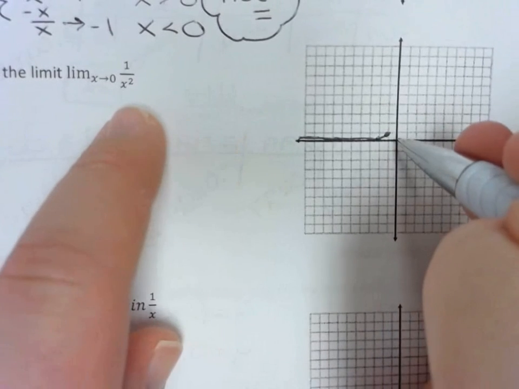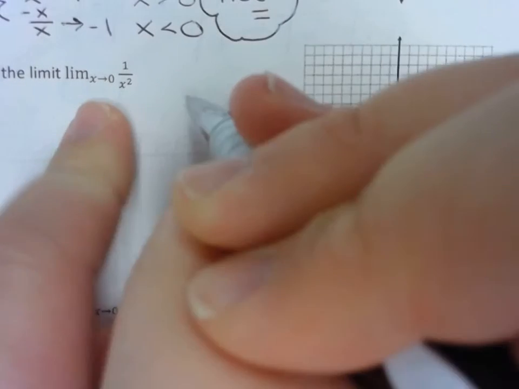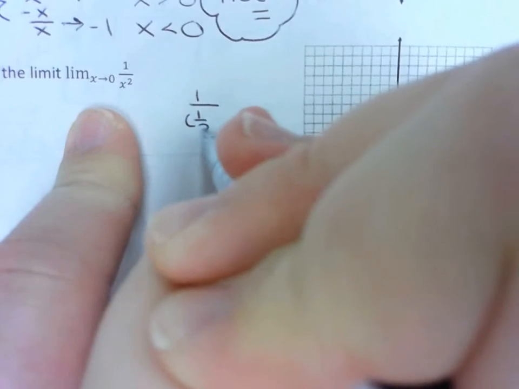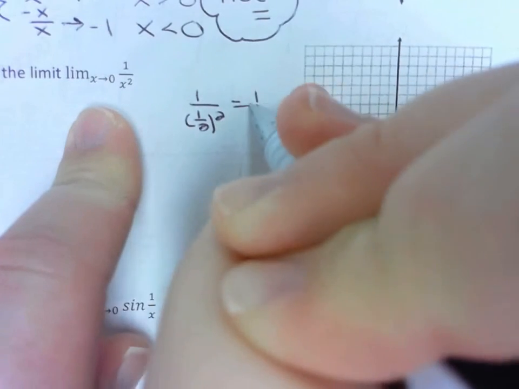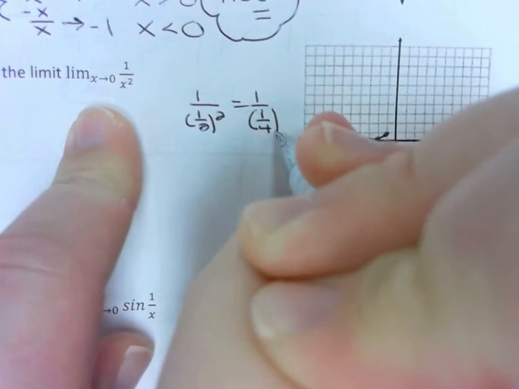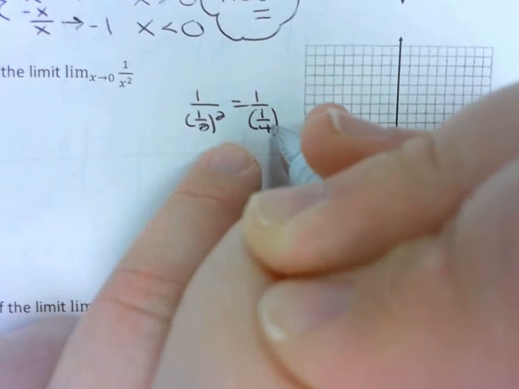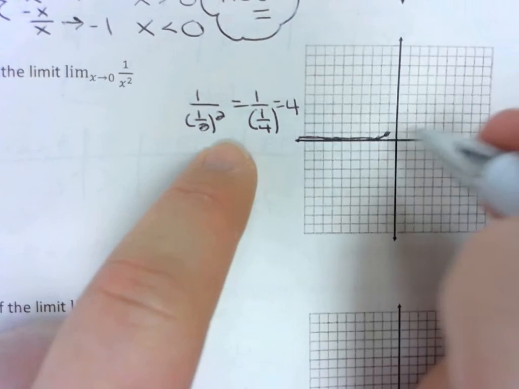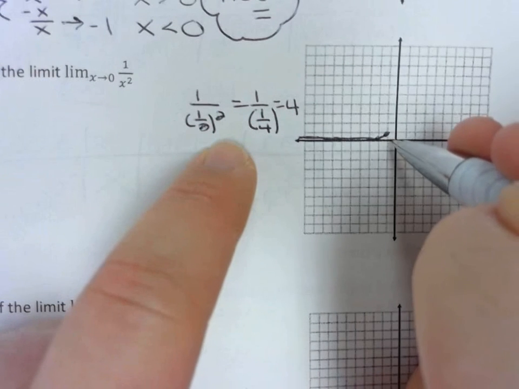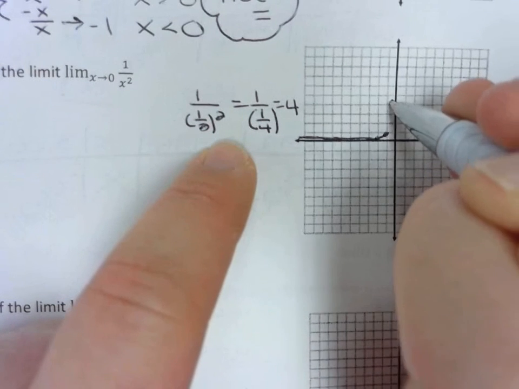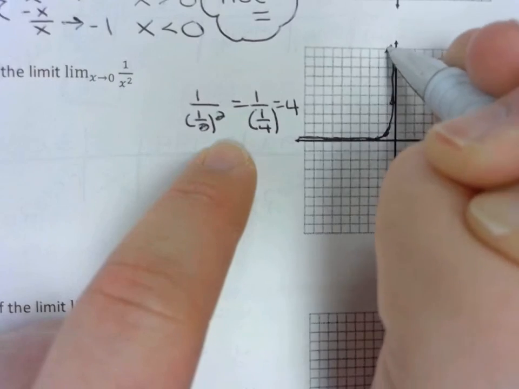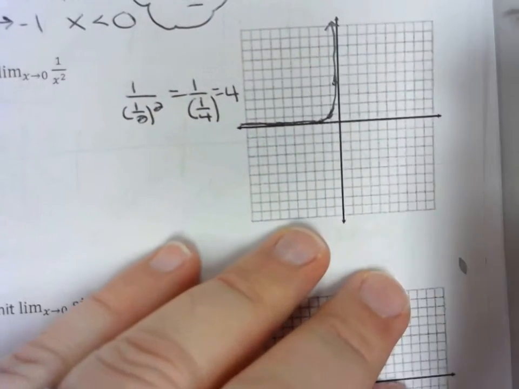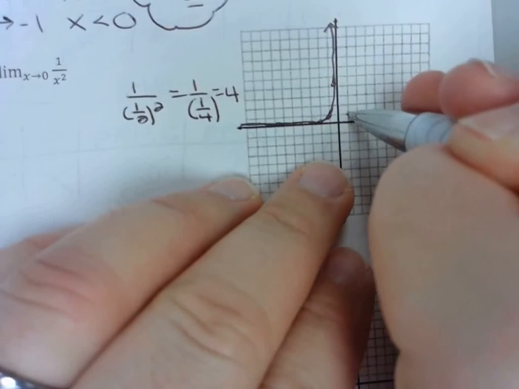If I plug in a half, 1 over 1/2 squared is 1 over a 4th, and dividing by a fraction is the same as multiplying by the reciprocal, so that's just 4. So 1/2 is going to be 4. So you'll notice it's going to look something like that. And the same thing if I plug in negative or positive numbers. It's going to look something like that.